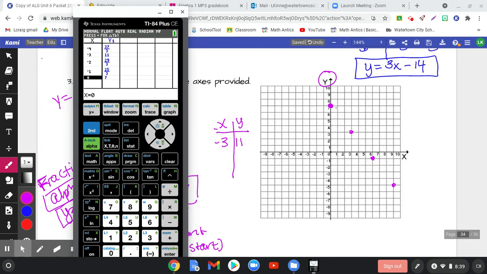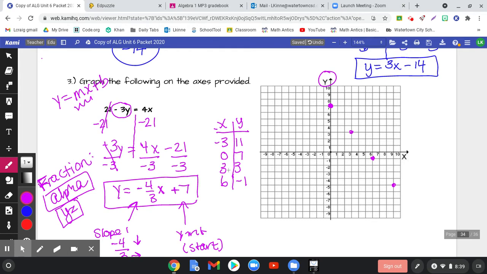0, 7, which is right here. That's your y-intercept. I bet the next point that we see that's not a fraction is going to be 3, 3. So you could get your points that way as well. You'll always have your calculator. 6, negative 1. So you can either use your graphing calculator to get the points or even to check to make sure you did slope y-intercept. Again, start at the y-intercept, use the slope like steps.